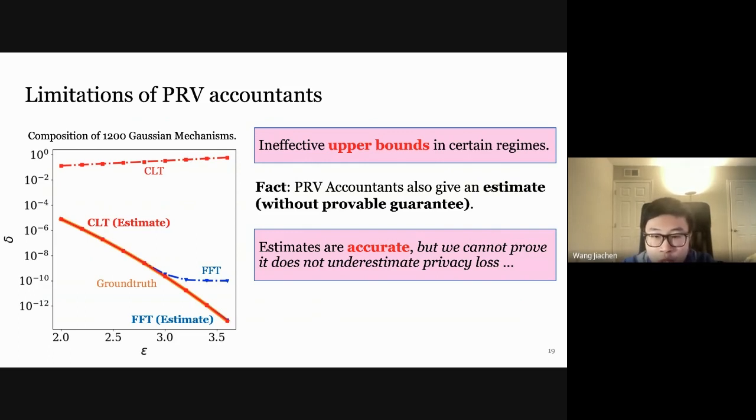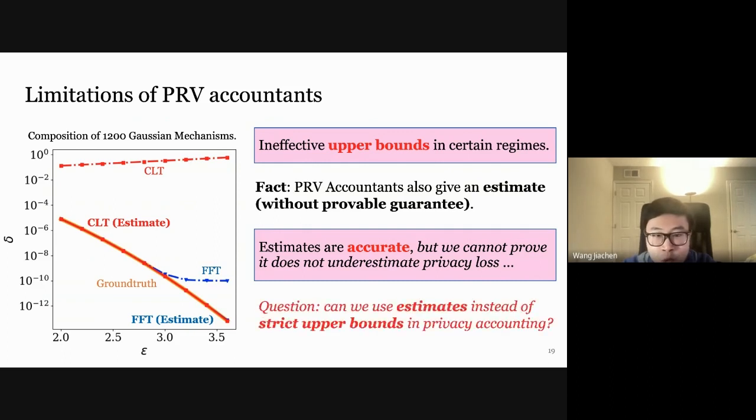However, these accurate estimations cannot be used in practice, as we cannot prove that they do not underestimate the privacy leakage. So this dilemma raises an important question: can we develop new techniques that allow us to use privacy parameter estimates instead of strict upper bounds in privacy accounting?